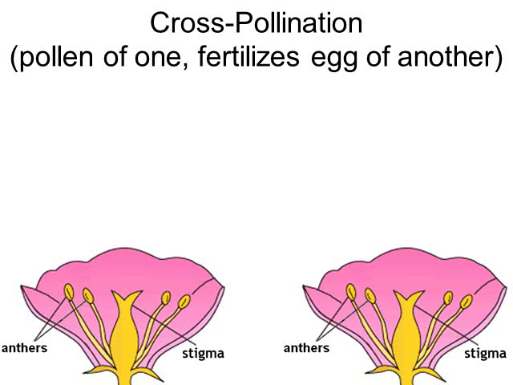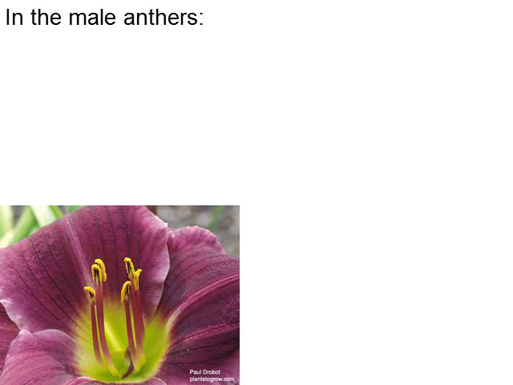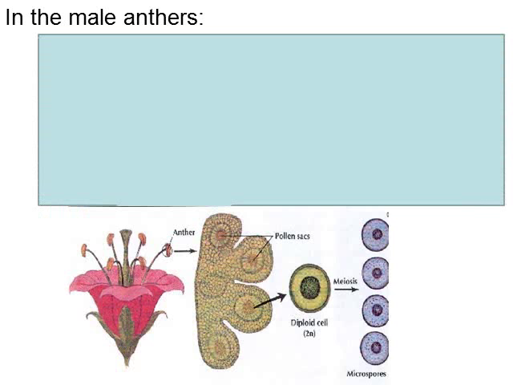Of course, we might also see cross-pollination, where pollen from the flower on the left lands on the stigma to the right. And so this would be called cross-pollination. So let's go into a little more detail. Let's focus on the male anthers. Let's zoom on into one of those anthers right there.